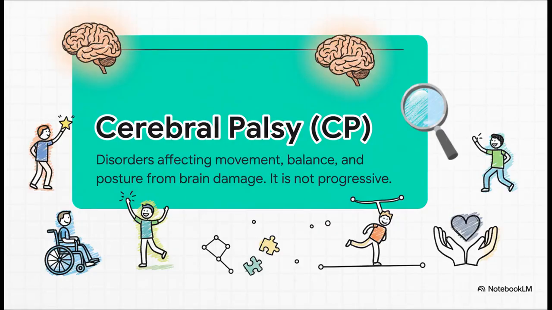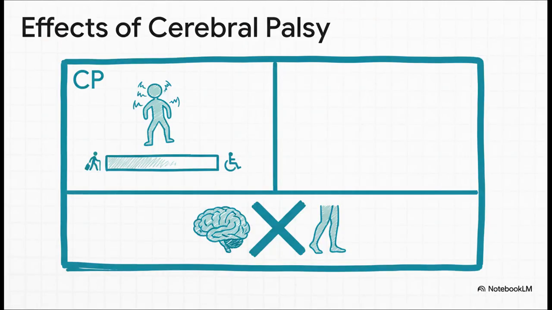Okay, moving on to cerebral palsy, or CP. The key word to associate with CP is motor. It affects movement, balance, and posture. And here's an absolutely critical point, and a common trick question on exams. CP is not progressive. The underlying brain injury doesn't get worse over time. So the effects of CP are mainly physical, right?